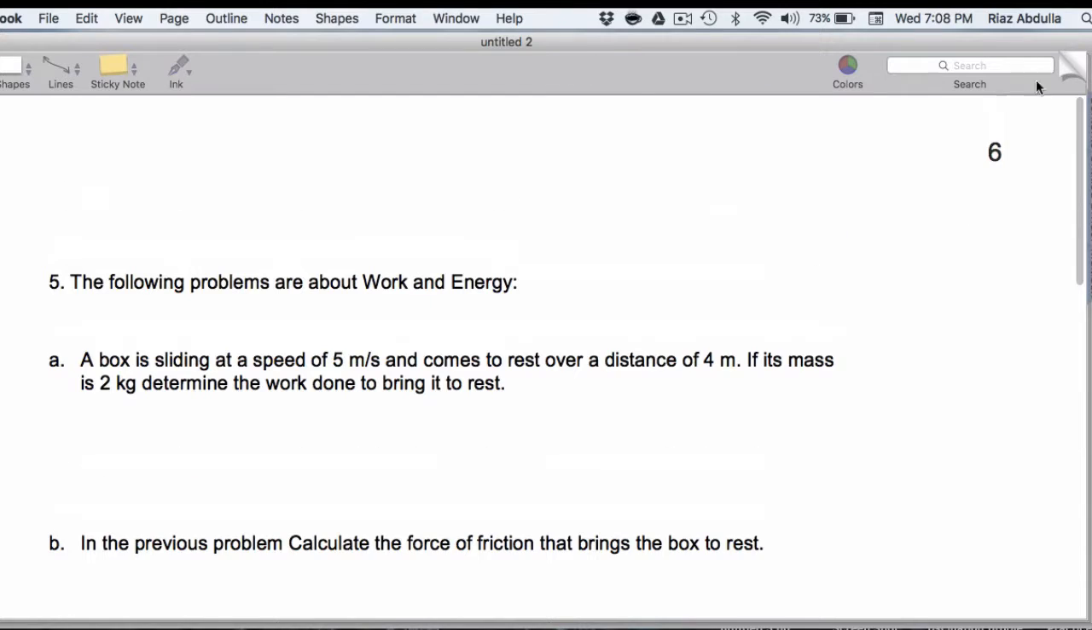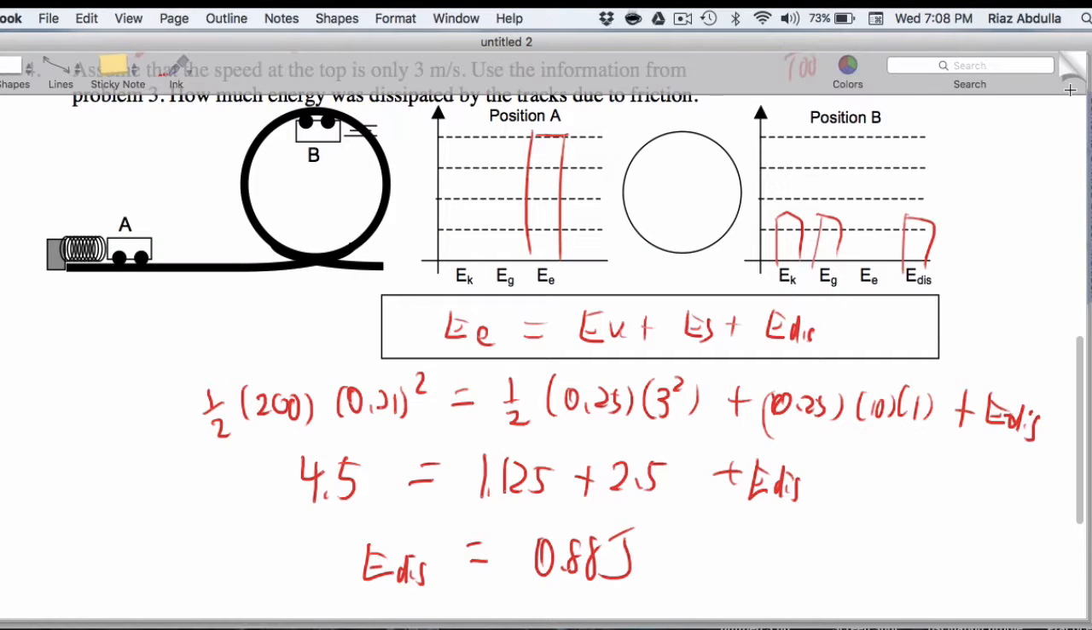So that's it for the conservation of energy problems. I'm going to take a look at the next portion, the work energy problems, in the next set of videos.